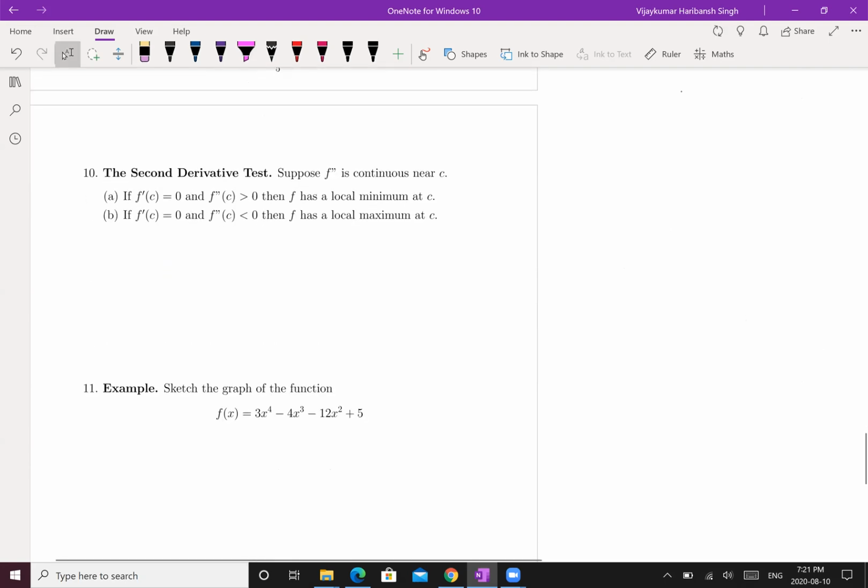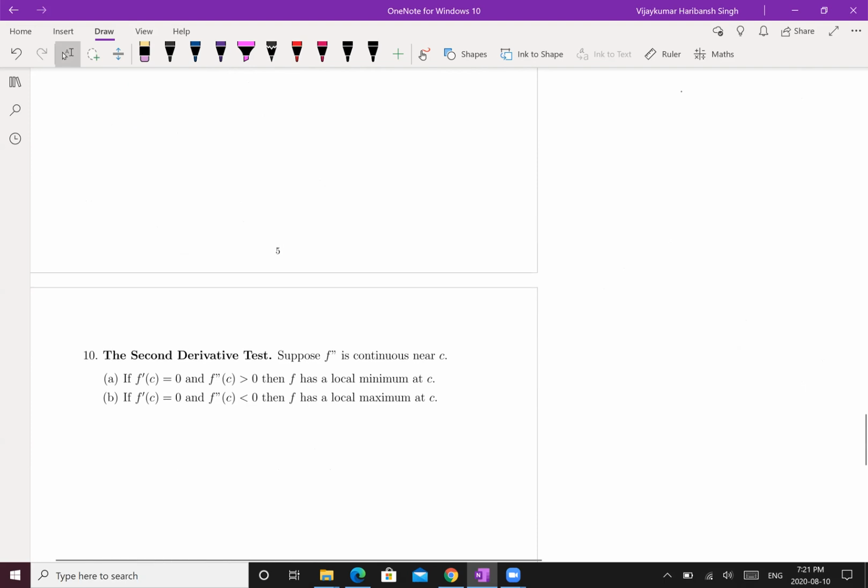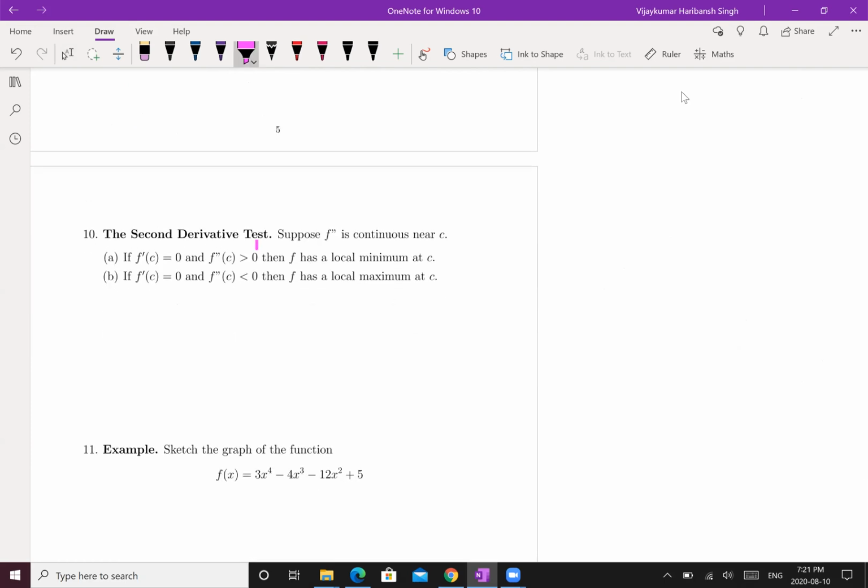There is one good side effect of this. Namely, we get a second derivative test to check for local maximum and local minimum. If we look at f of x equals, say, x to the power 4, or let's take x squared, the graph looks like this.